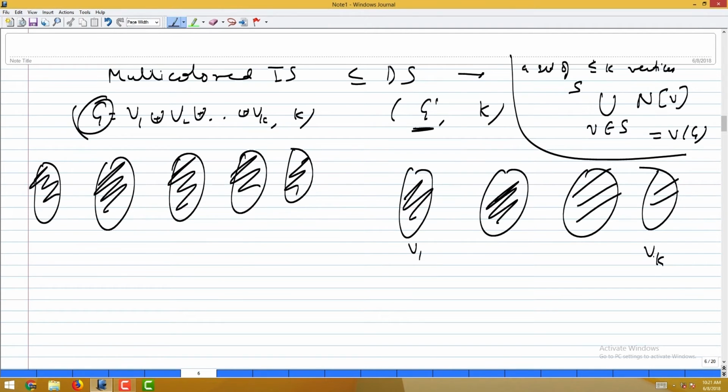See, what is a multicolored independent set in G? First of all, it has to pick exactly one vertex from each color class. The second is that they should form an independent set, right? Now in G prime, I give you some dominating set. What dominating set I give you is not in your hands. I'll give you any dominating set, right? What is the guarantee that the dominating set that I give you picks at least one vertex from each color class? There is definitely a dominating set that picks one vertex from each color class, but I am giving you something, and that something could be anything. What if I give you a dominating set that doesn't pick one vertex from each color class?